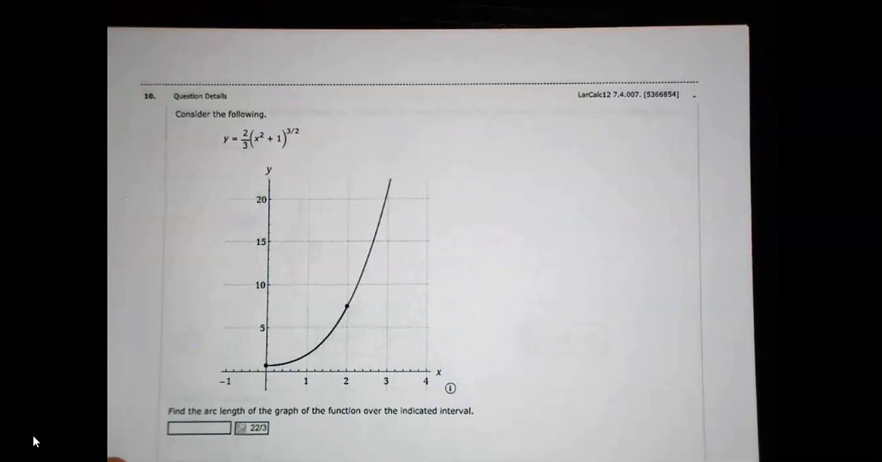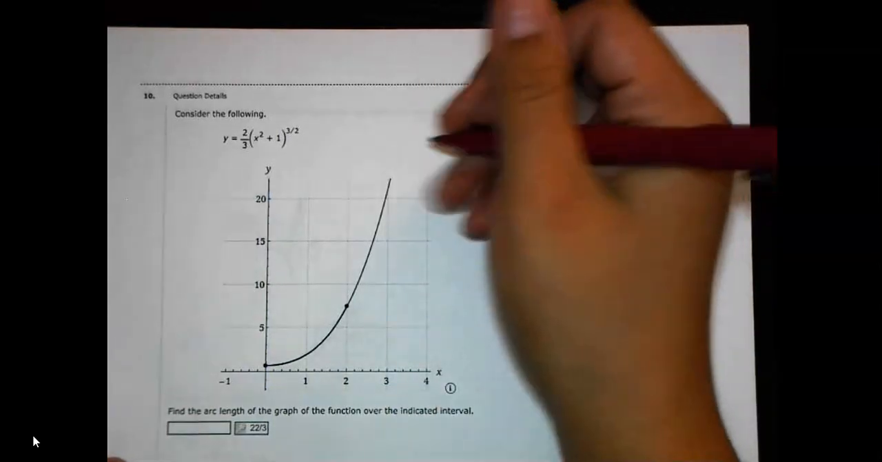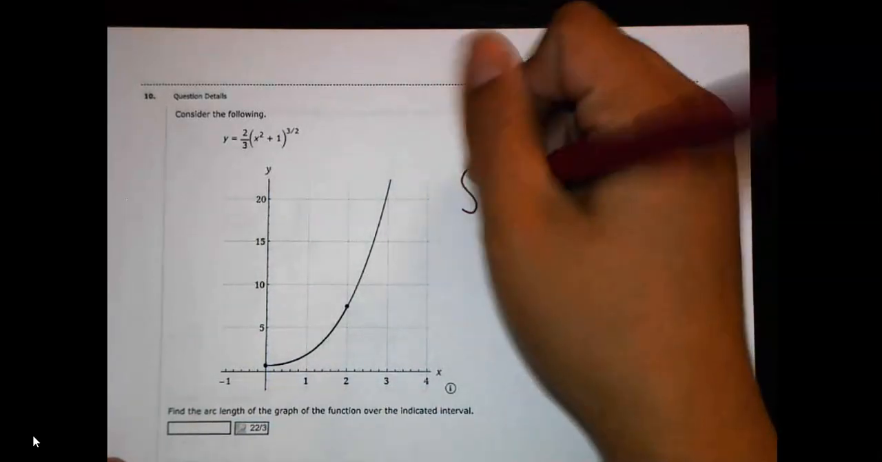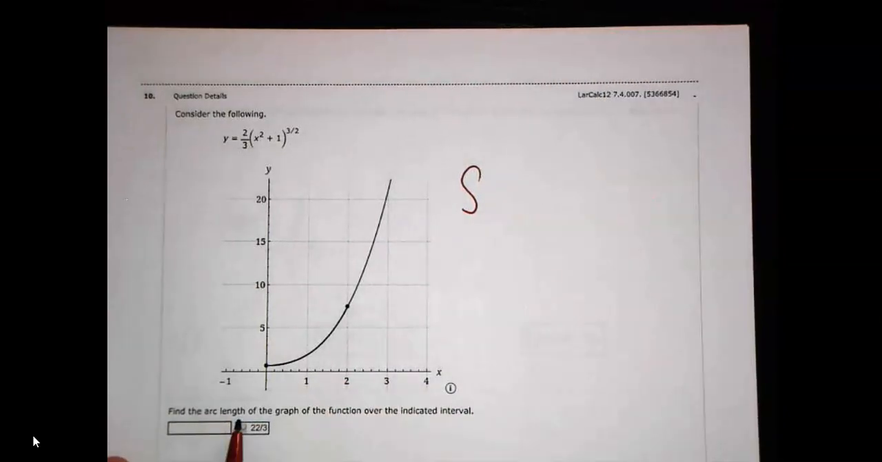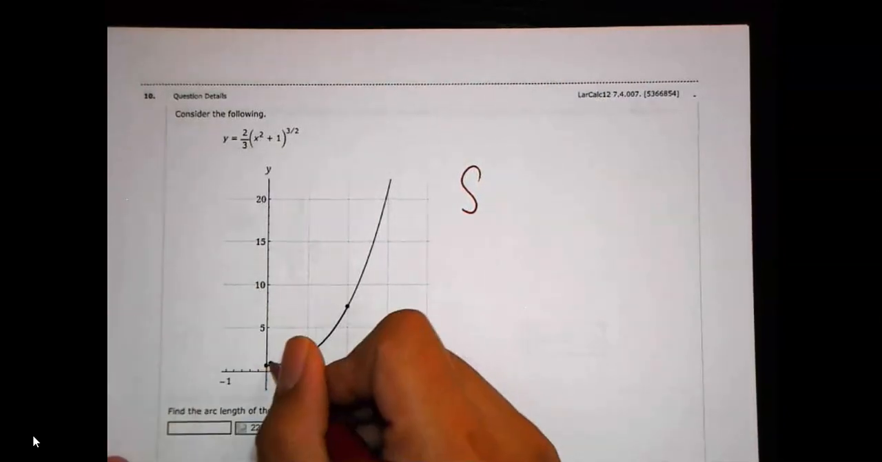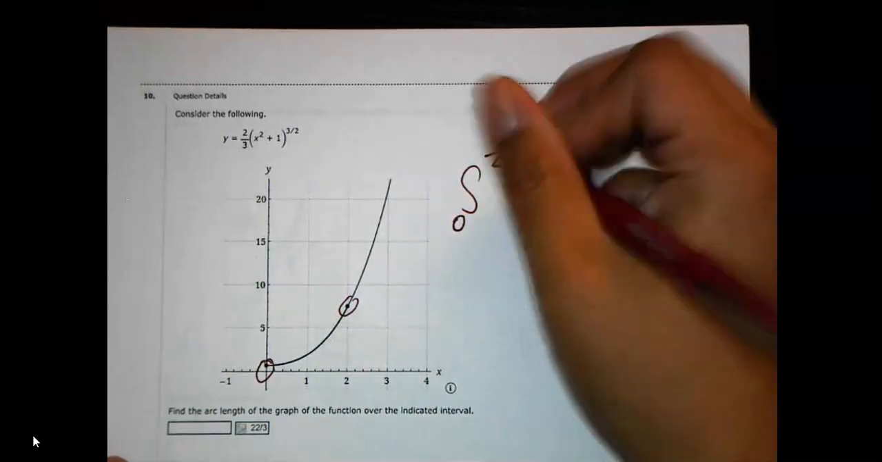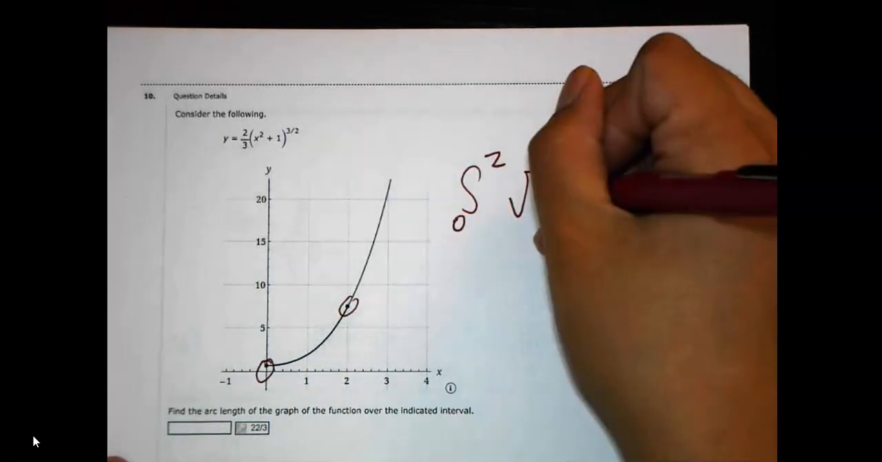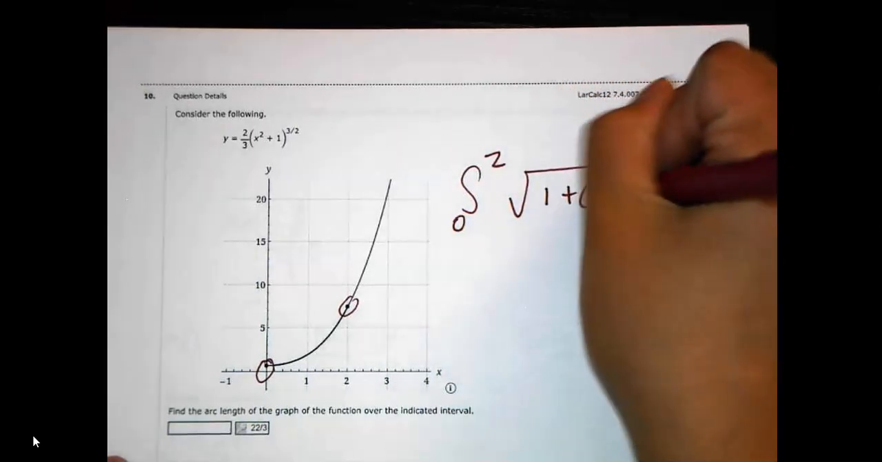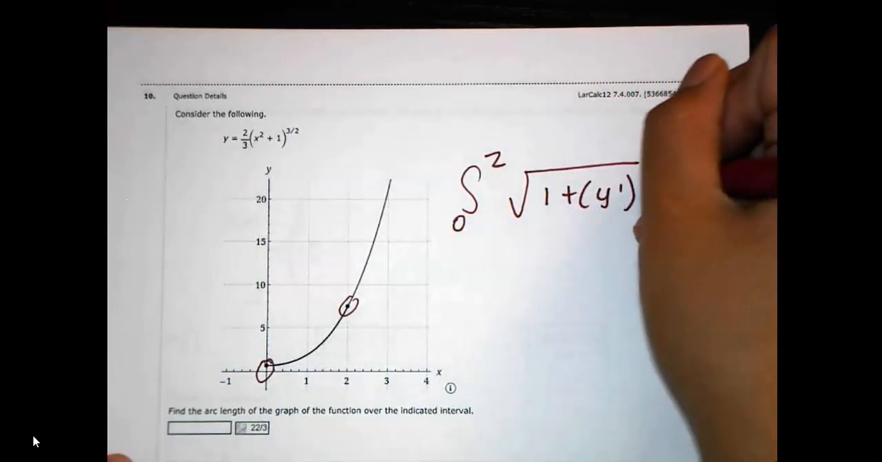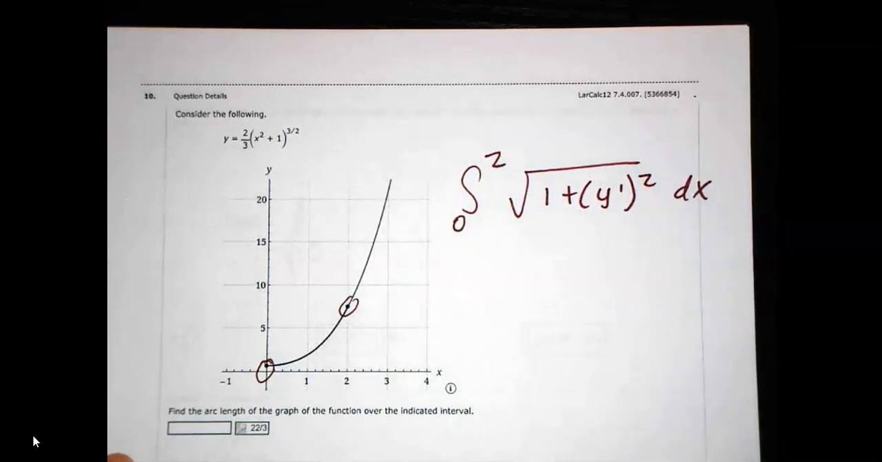Okay, this next one is 4.7, and it's talking about arc length. Remember that there was a specific formula for arc length. It's going to be the limit. In this case, it's going to be in terms of x, so it's going to be from 0 to 2. This is going to be the square root of 1 plus the derivative of the function squared, dx. Okay.